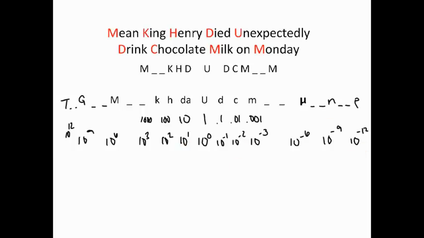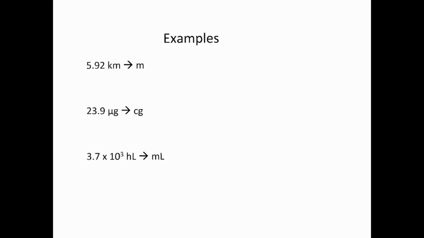Now, how do you use this Mean King Henry anyway? Well, let's take a look at some examples. That way we can actually see it practiced. So let's take a look at the first one. 5.92 kilometers, I want to convert that into meters.